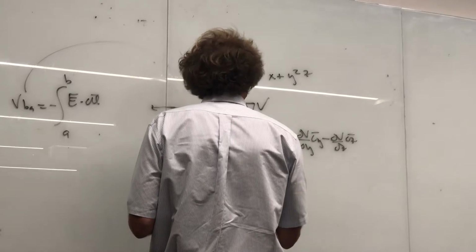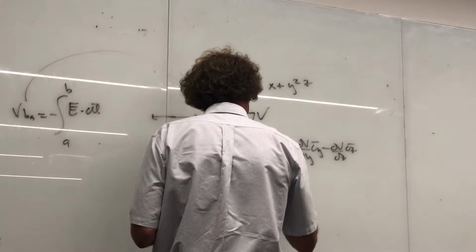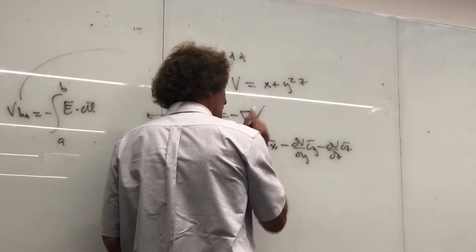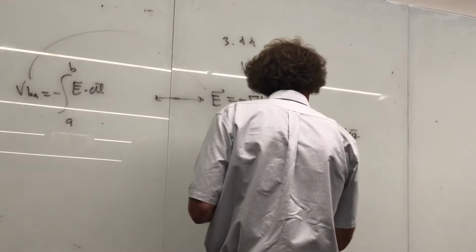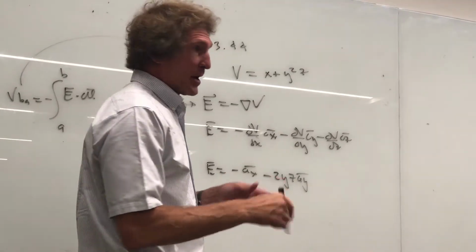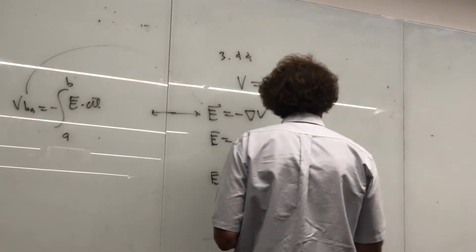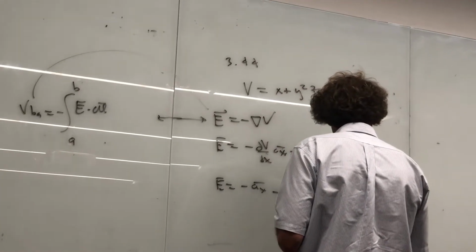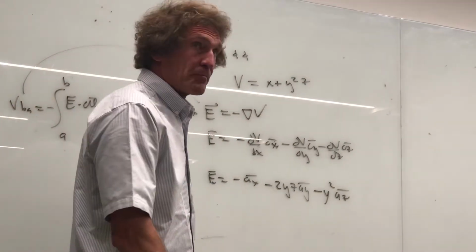You can say the E field here would be the derivative with respect to x, so it's minus ax, minus what's the derivative with respect to y? 2yz ay. Remember that. You can't be casual or sloppy about this. And what's the z operation? Minus the derivative with respect to z, y squared, az. Are you with me? That's it. And you can evaluate E anywhere you want.